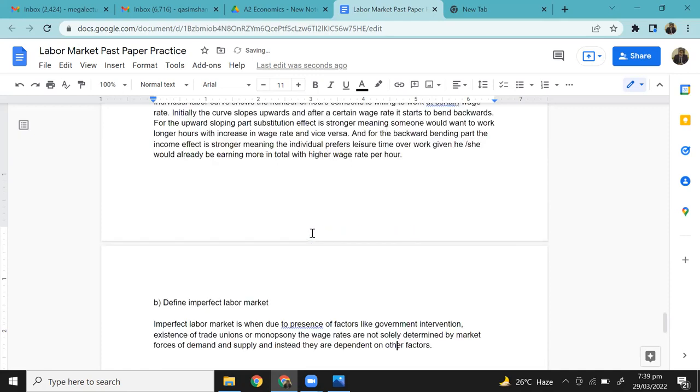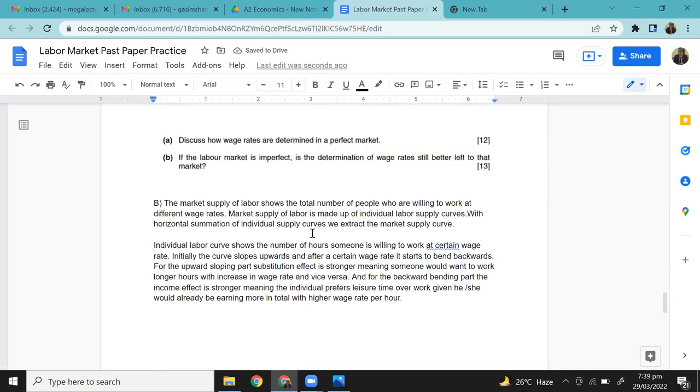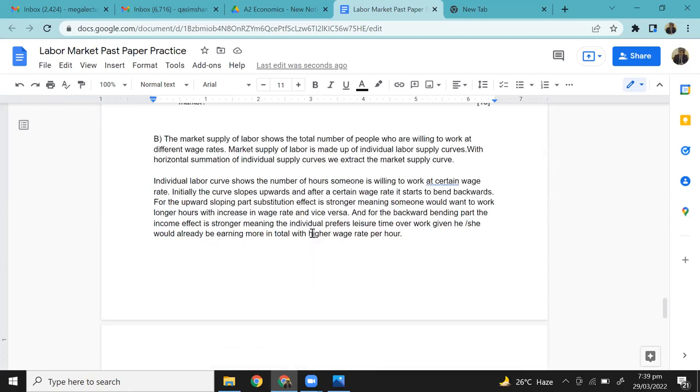So the question was saying that if the labor market is imperfect, so we are assuming that there's an imperfect labor market, is it still better that the wage rates are left to the market, so the government does not interfere and those are left to whatever the market is deciding, right? Now what did I say here?